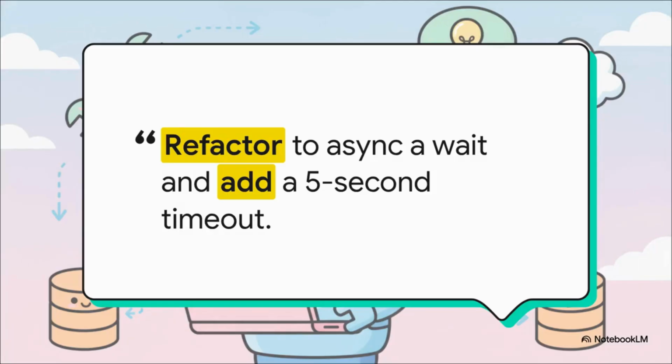For example, if you jump into edit mode and prompt it with something like refactor to async await and add a 5-second timeout, Copilot is going to instantly, and I mean literally instantly, rewrite that function. It gives you a clear diff view right there in your file. You see the old code in red, the new code in green, and you can just quickly review and accept the changes line by line.